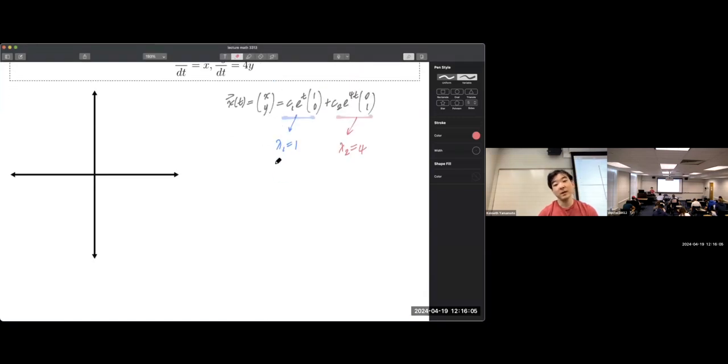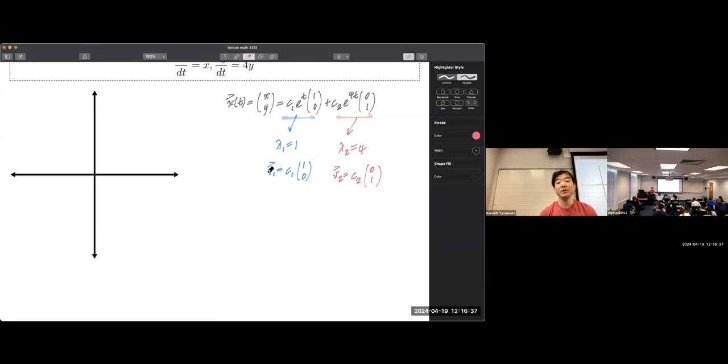For this one, the eigenvector was equal to 1, 0. I'll do C1, 1, 0. And then for this one, the eigenvector was C2, 0, 1. This is coming from these vectors right here. Now, there's a way to draw these trajectories just by looking at these eigenvalues and eigenvectors.